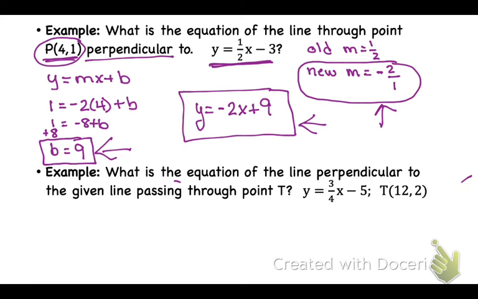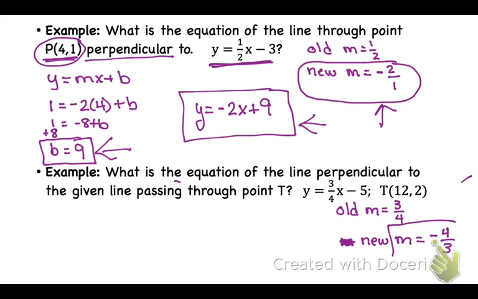Okay, so we're going to do the same thing again. So my old slope is what? 3/4. Okay, so old m is 3/4. So new: the old one was positive, so the new one is going to be negative. If the old one was negative, the new one would be positive. And the reciprocal of 3/4 is 4/3.